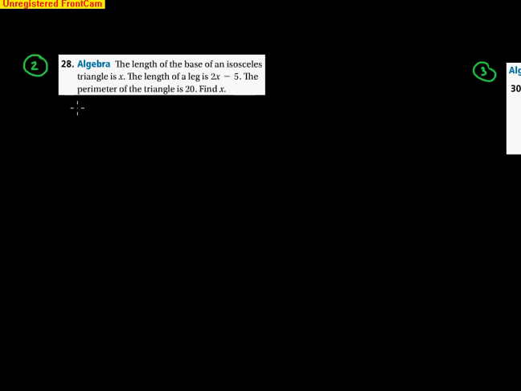Next one. The length of the base of an isosceles triangle is x. The length of a leg is 2x minus 5. The perimeter of the triangle is 20. Find x. So it's very important you can draw a picture. So here's a picture. This is an isosceles triangle, so the legs I'm going to put here and here. The base is the third side, and it says the length of the base is x. One of the legs has a length of 2x minus 5, so I'll put it here. But the legs are congruent. So if this is 2x minus 5, so is this side. They're the same. They're equal.